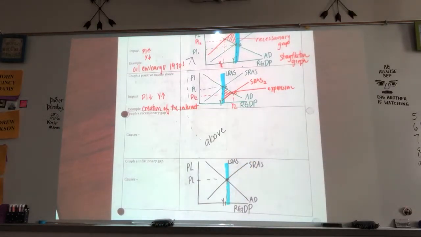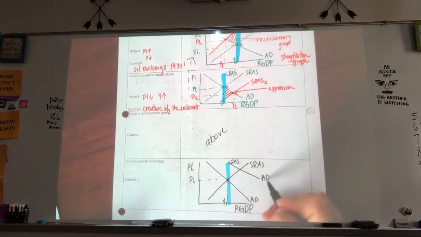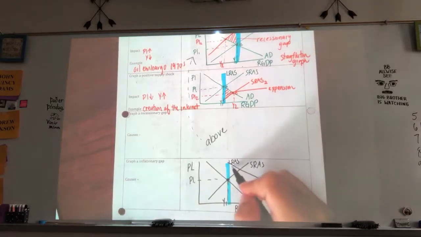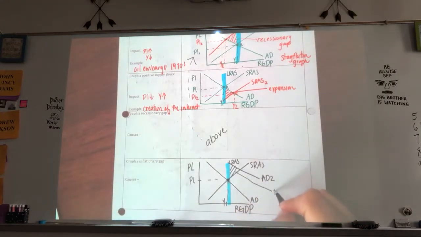Show an inflationary gap. Which way will my aggregate demand curve have to go? To the left. It goes to the left, that's a recession. It needs to go to the right. And so this right here, my friends, is an inflationary gap.